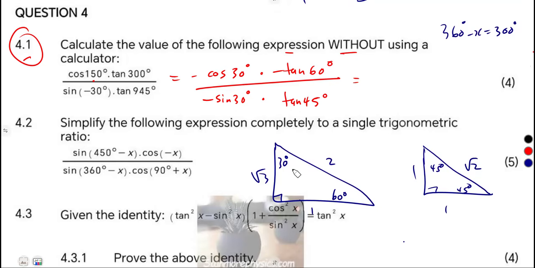The cos of 30 degrees, remember from your SOHCAHTOA concept, adjacent over hypotenuse for cos. So 30 degrees, this is our adjacent and hypotenuse. So that's square root of 3. There's a negative here. Negative square root of 3 over hypotenuse, which is 2, times the minus tan 60. Tan 60 is opposite over adjacent according to 60 degrees. This is our opposite and this is our adjacent, which is 1.